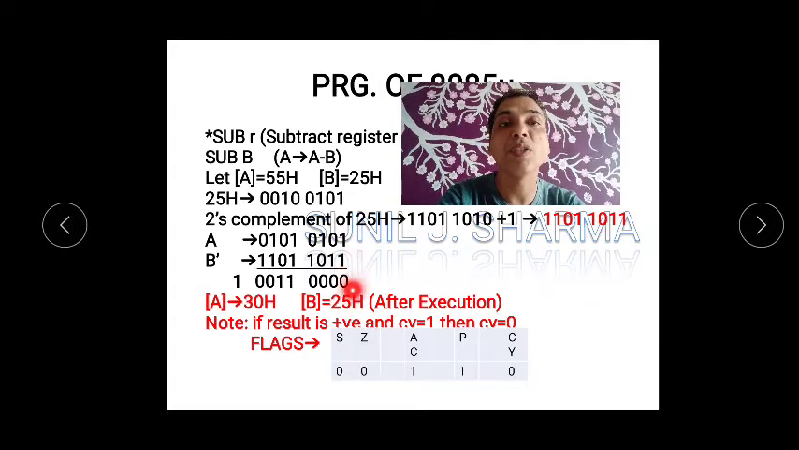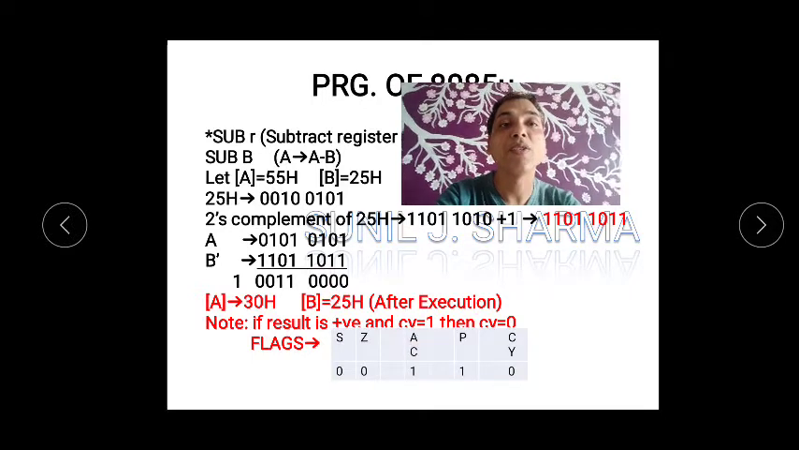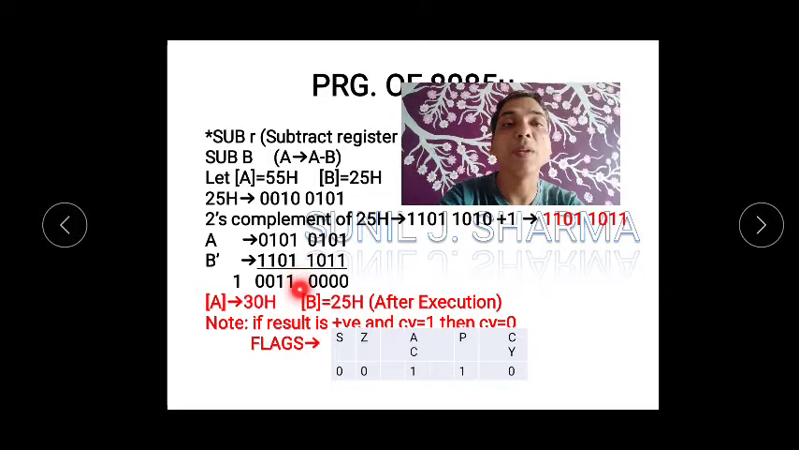So 1 plus 1 is 0, carry 1. Again 1 plus 0 is 1, carry 1. 1 plus 0 is 1, carry 1. 1 plus 0 is 0, carry 1. Now can you see, that's why auxiliary carry is set. Everywhere 1 plus 1 is 0, carry 1. Here also there is a carry, so 1 plus 1 plus 1 becomes 3, so 1 here and carry 1. 1 plus 1 is 0, carry 1. 1 plus 1 is 0, carry 1.